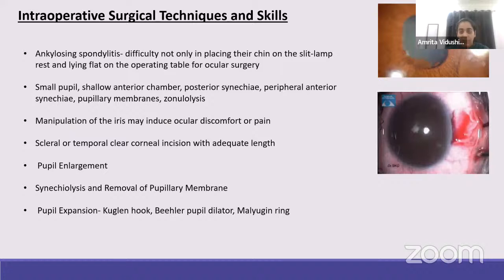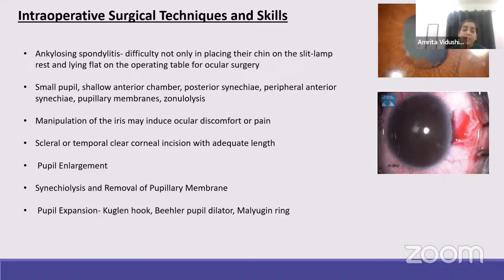So intraoperatively, the problems that can come up are, first, in patients with ankylosing spondylitis, who we can actually identify on slit lamp examination only, as they will have a problem placing their chin on the slit lamp. They will also have a problem lying flat on the operating table, so the posture for the surgery has to be ensured. Also, intraoperatively, we might be dealing with a small pupil with a shallow anterior chamber, posterior synechiae and peripheral anterior synechiae, along with pupillary membranes and zonular lysis.